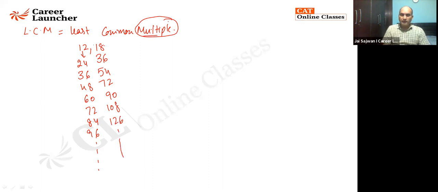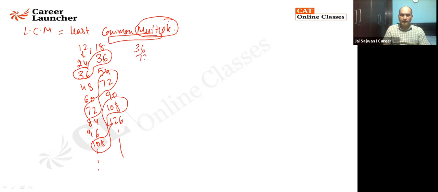Now the multiples of the two numbers are known to us. I want a common multiple. I don't want just a multiple, I want a common multiple of them. Okay, 36 is a common multiple. 72 is a common multiple. 108 is a common multiple. So the common multiples are 36, 72, 108, 144, and so forth.